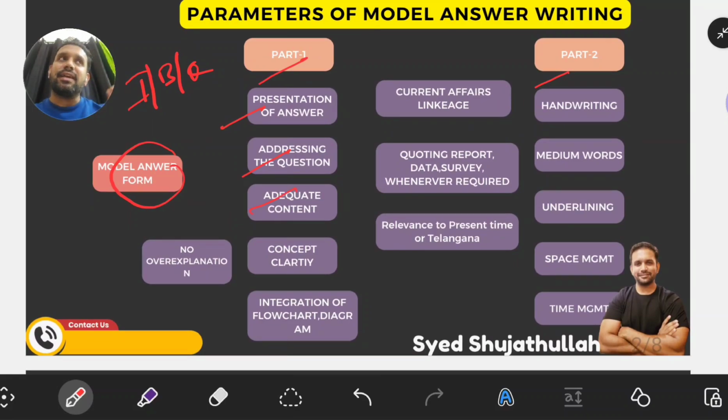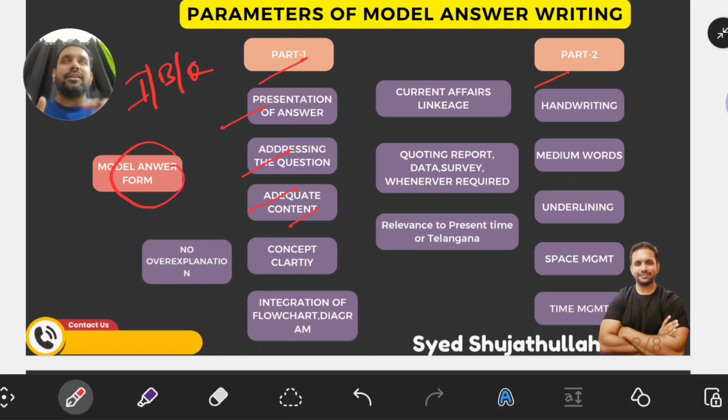Next, adequate content. You cannot just write that S&T is important for health and education. You cannot give a very generalized and commonly understandable thing. It is very important that you substantiate your answer in a better manner. Try to write some data, some initiatives, and use some examples which are very relevant and aligned with your question. Adequate content is also important.